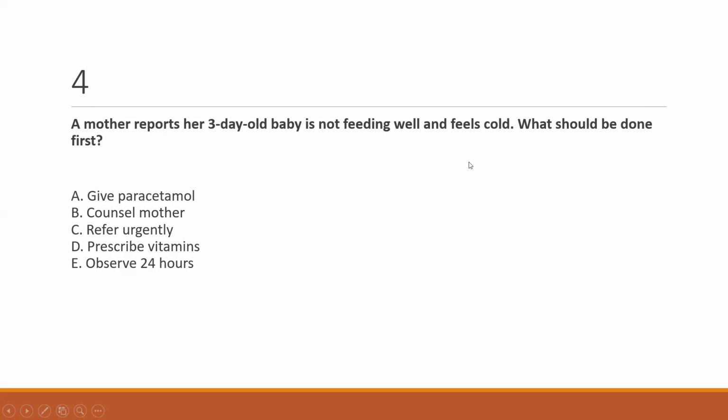The fourth MCQ: a mother reports that her 3-day-old baby is not feeding well and feels cold. What should be done first? A, give paracetamol. B, counsel mother. C, refer urgently. D, prescribe vitamins. E, observe 24 hours. C, yes, as the baby is hypothermic and not feeding well, which is a danger sign, we need to refer the baby.